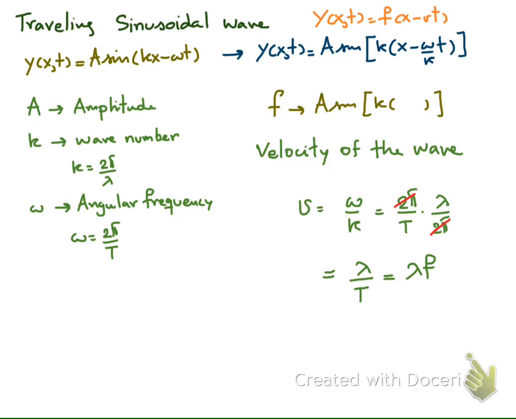Okay, so from the expression of the sinusoidal traveling wave, we have this relation that the velocity of the wave is equal to the product of the wavelength lambda and the frequency f. So if we know the frequency of the oscillation of the wave and the wavelength lambda, we can calculate the velocity of the wave v equal to lambda f like this.